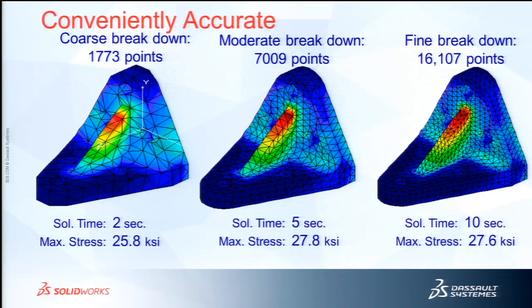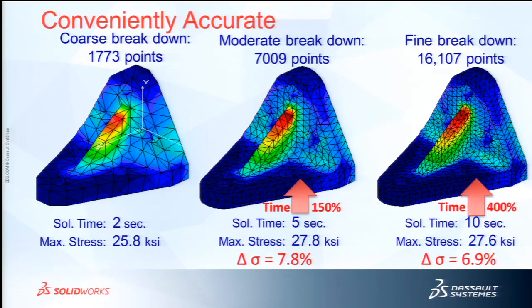So how did that affect our results? Well, the time it took was up 150%, but the change in the stress was only 7.8%. And then the time went up 400%, and the change in stress from the baseline was 6.9%. So what that's telling me is, I think I had my answer beforehand with the moderate breakdown. By increasing it 400% really just cost me more money. So that's what I'm talking about with a converged solution or an accurate solution, but it has to be convenient.